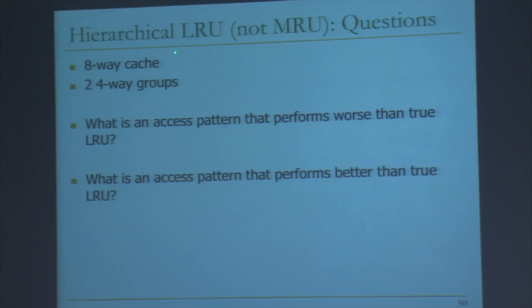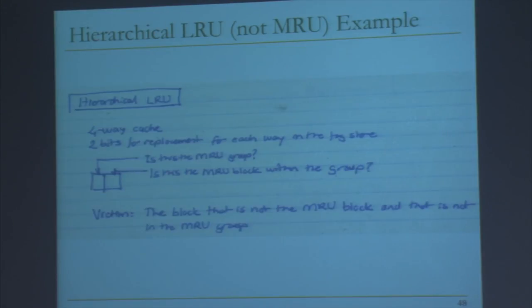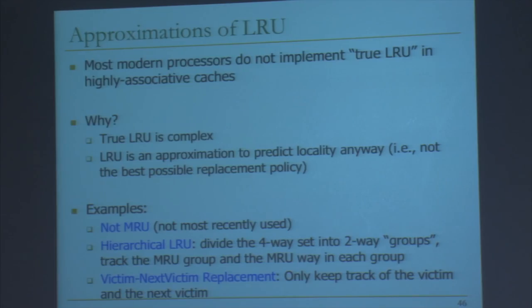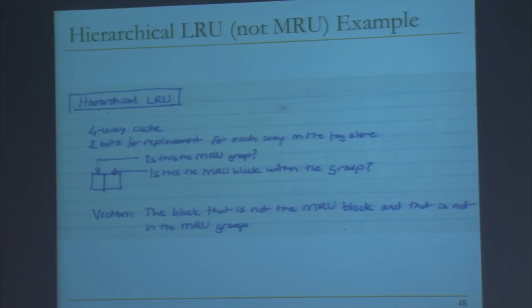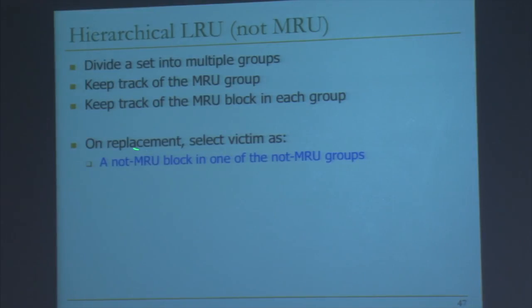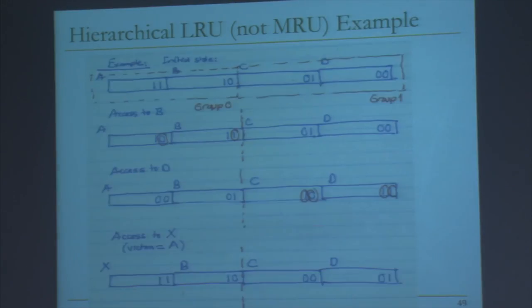Basically, with a hierarchical LRU, you have an 8-way cache and 2 4-way groups, if you will. Remember that you keep track of the MRU group, and the MRU way in each group, and ensure that these are prioritized. These never get replaced. And the other ones, you pick randomly to replace. Basically, on replacement, select the victim as a not MRU block in one of the not MRU groups. Make sense?